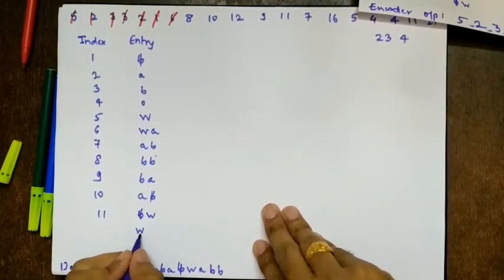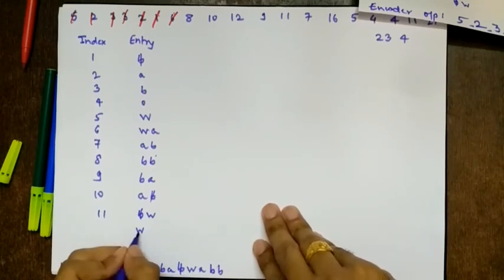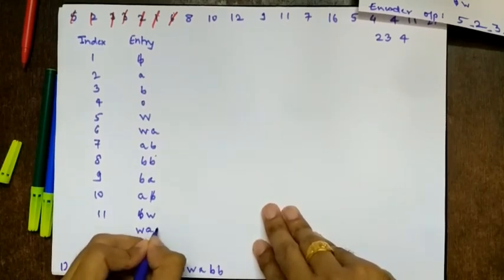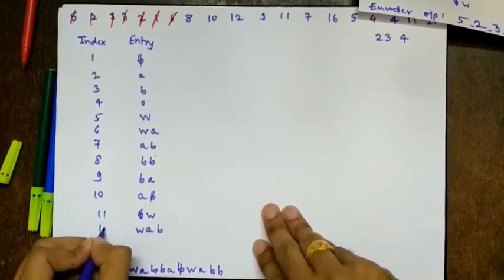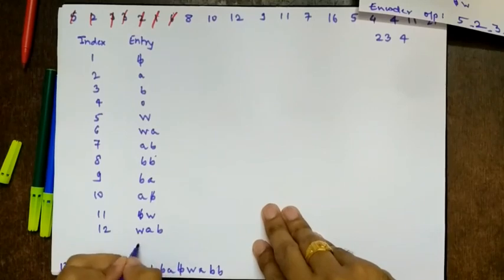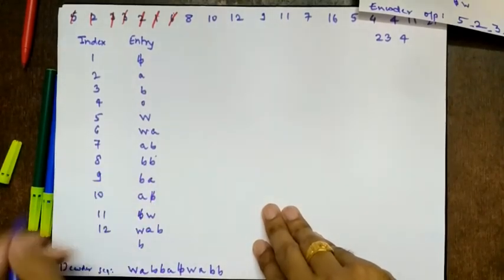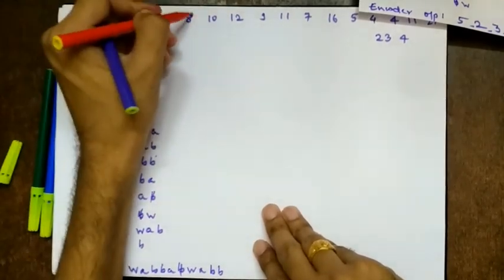So after W, what do we have? So this W is this. So WA. So WA is there. So what do we write? WAB, right? So this is 2. So WAB. So next should start from B. So this is this B. So BB is again there. So we'll not worry about that. So we are done with 8.